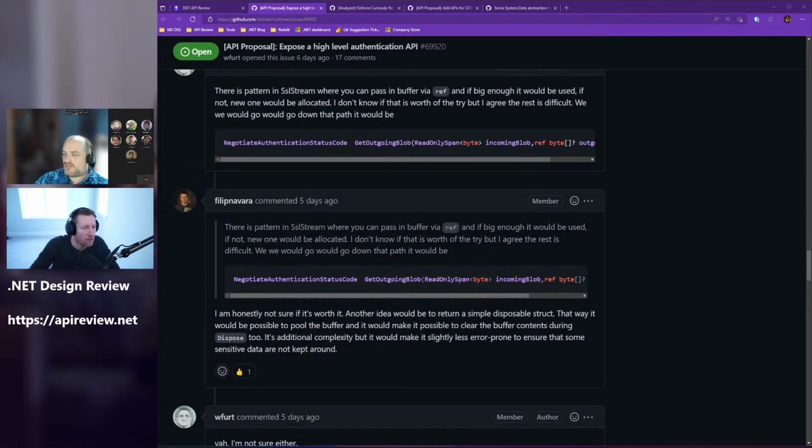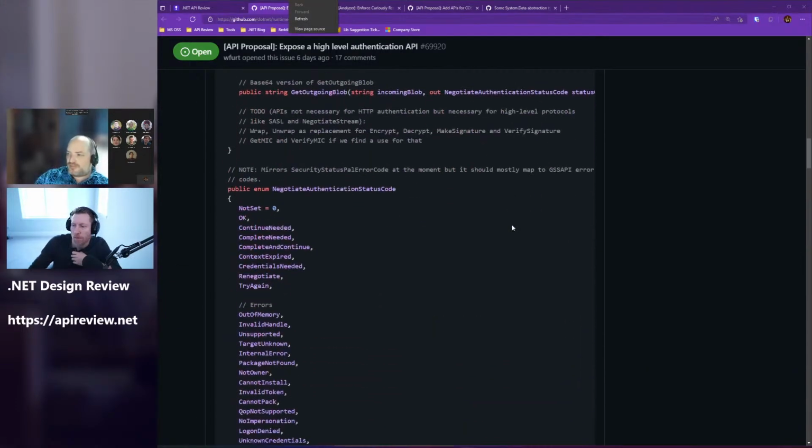Works for me. And then Jeremy, do you have opinions on the enum? I think you usually care about the 0 member. Hang on. Can we scroll up and look at the enum quick? Sure. Here we go.